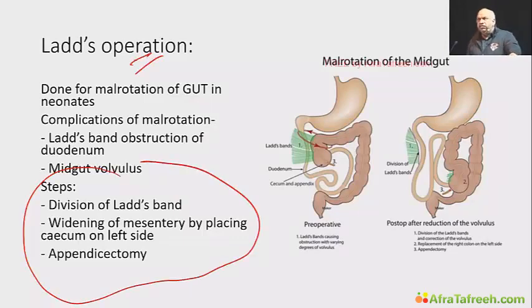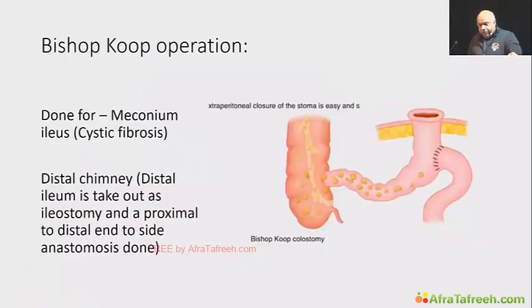Ladd's operation is done for what? This is done for malrotation. Details are not needed, but I think it's written in your book. You cut the Ladd's band, bring the cecum here and do appendicectomy. Three steps you do in Ladd's operation: bring the cecum to the right side, cut the Ladd's band and do appendicectomy.